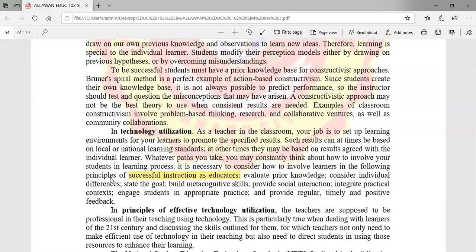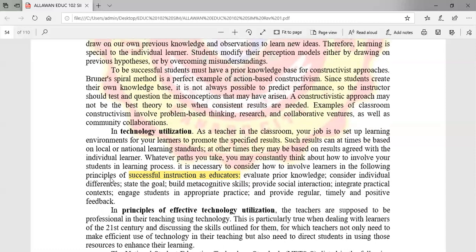Also, build your metacognitive skills so it may improve or enhance your metacognitive ability or your mind. So your rational mind would benefit or would receive new ideas, and may also provide the social interactions. So if you have some difficult topics or questions, you may ask some of your classmates what they have learned about the discussion, and provide an interactive practical context, and engage students in the appropriate practice, and also provide regular, timely, and positive feedback.